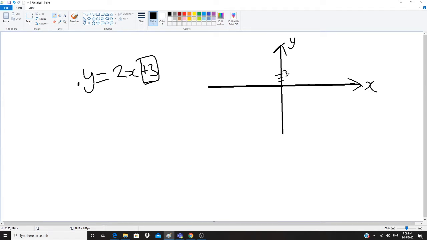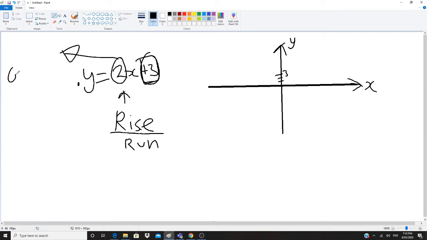And if anyone has heard of rise over run, what that basically means is I'm referring to the gradient. So this is your gradient. This is your y-intercept. All right. So let's just write that. So that's your gradient, and this is your y-int.